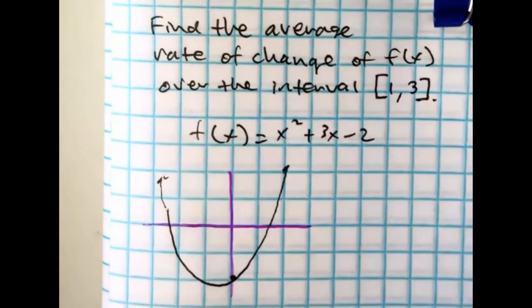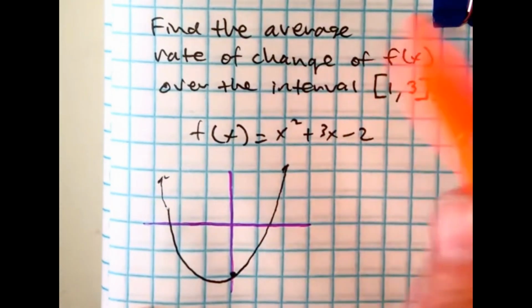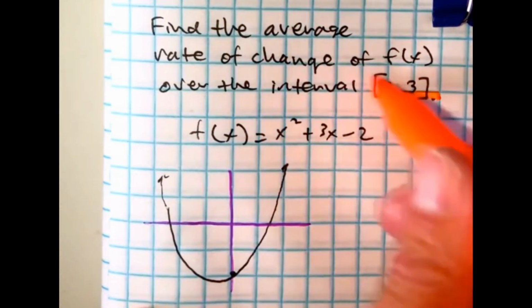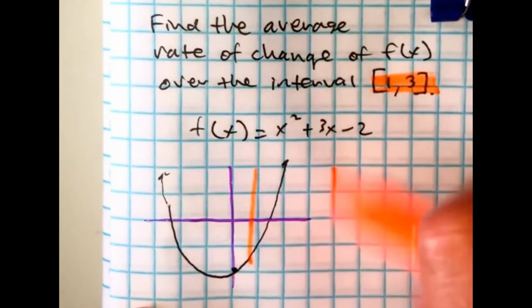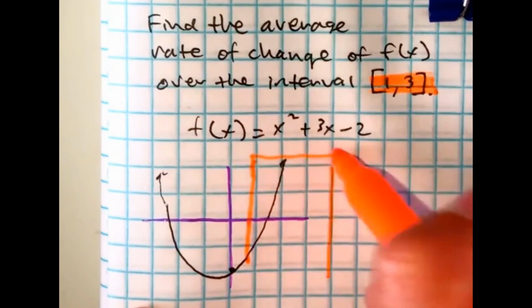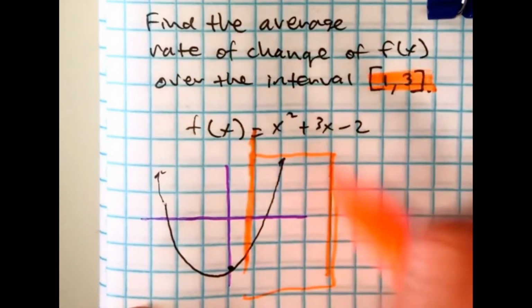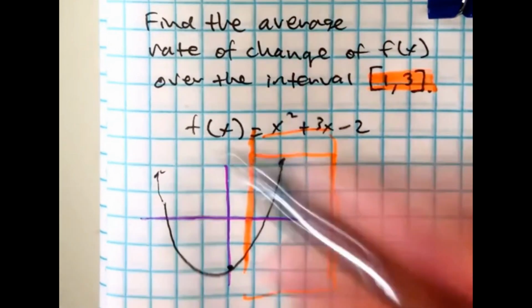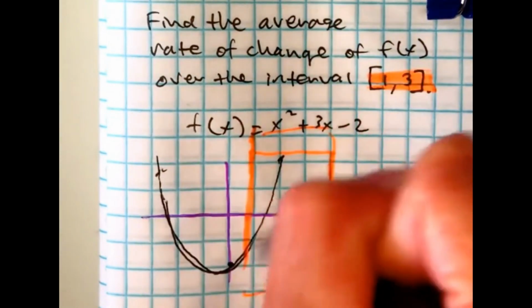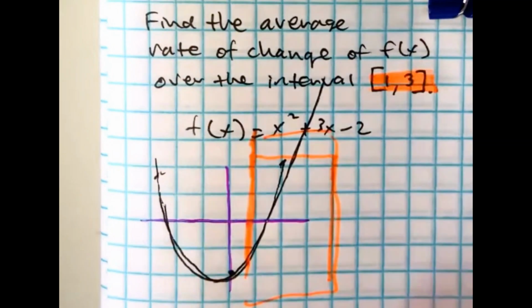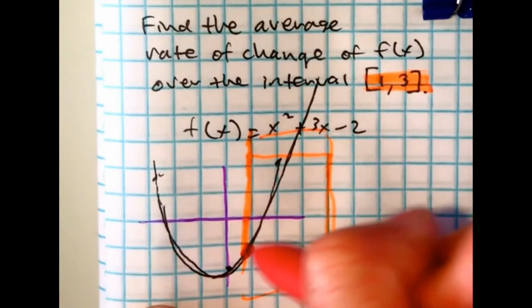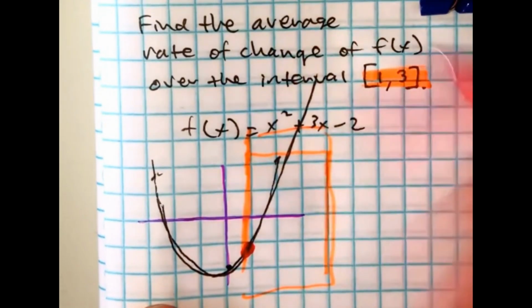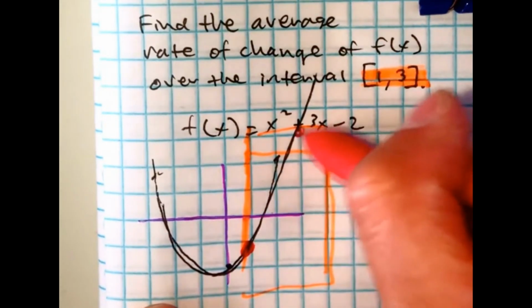In this problem, though, your interval is between 1 and 3. On the x-axis, if you look at 1 and you look at 3, the question is, what does the graph look like between 1 and 3? What's the slope? Basically what they're asking for is, what's the slope between this point at 1 and the point at 3, something like this? What's the slope of these 2 red points?